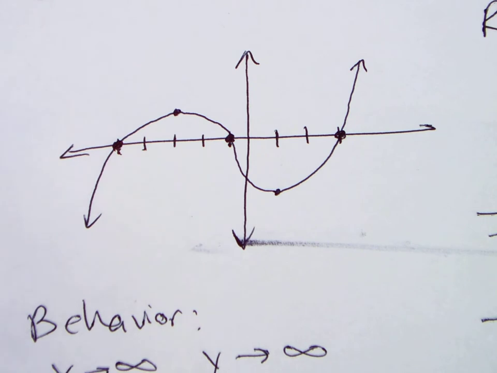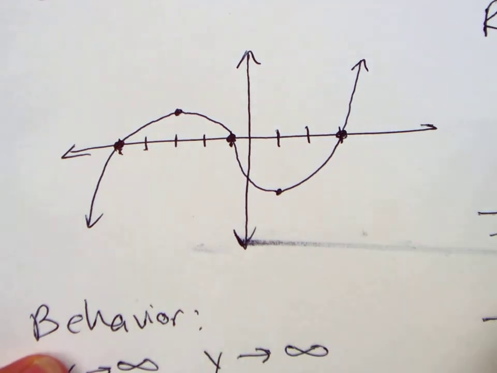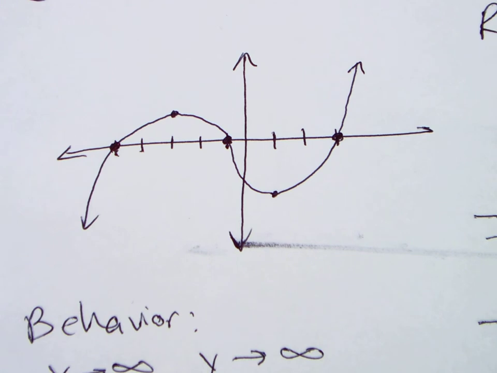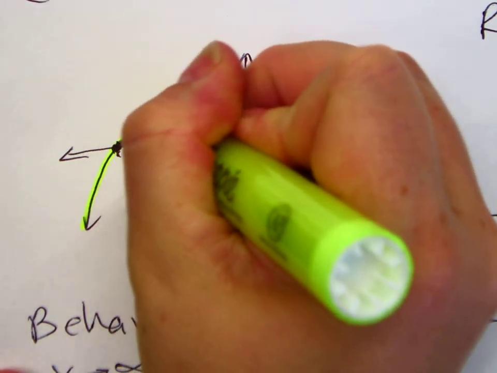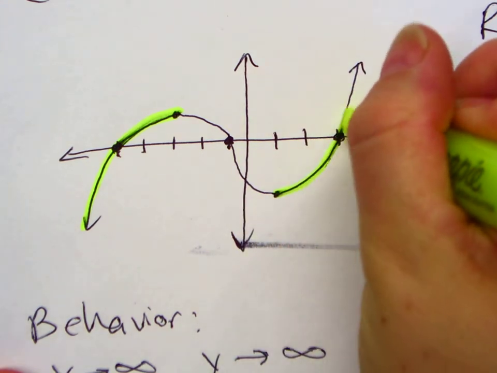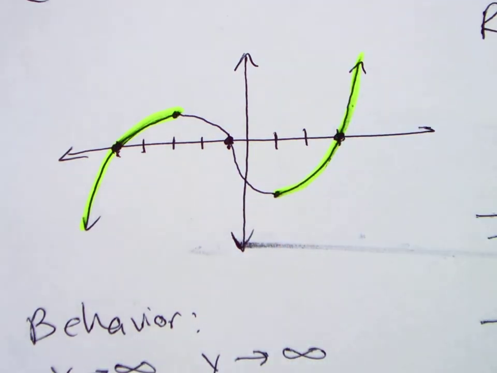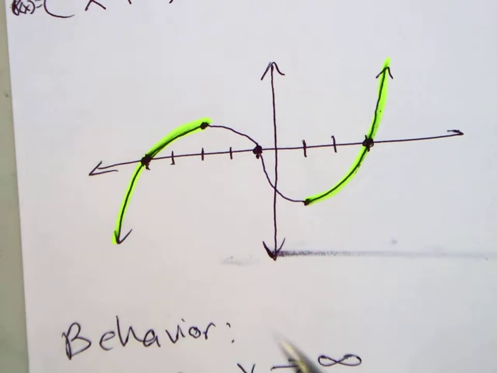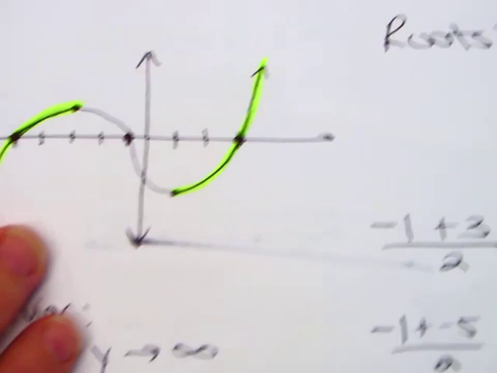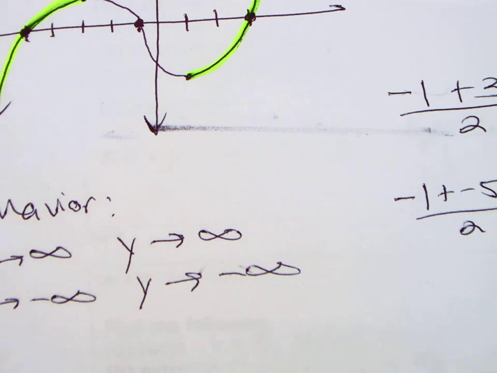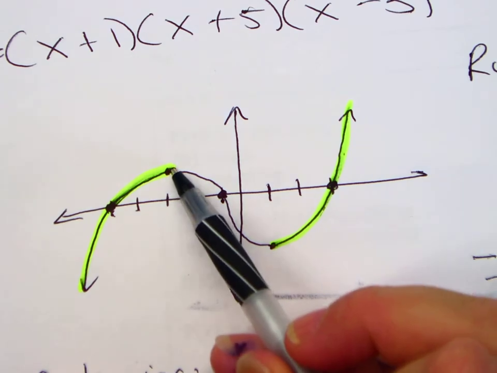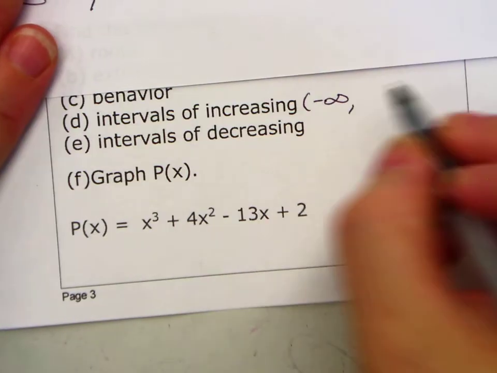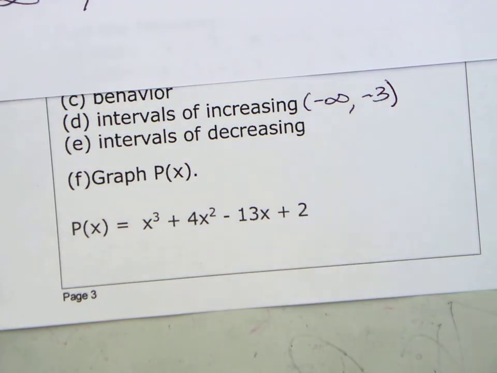Last thing is increasing, decreasing. Where is this thing increasing? Remember, where is the man walking uphill? Left to right. He's going up, then he goes down, then he goes up again. The yellow is where he's increasing. Okay? So the arrow means negative infinity. Negative infinity. And then where's the yellow stop? Negative 3. Do not put the y values. I don't know how else to say that. x value.